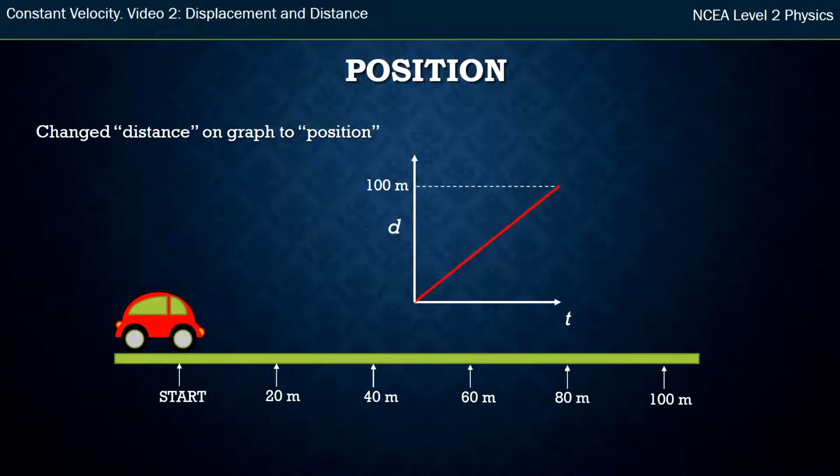One of the last things we did in the last video was we changed the idea of having a distance time graph to a position time graph, and we changed that symbol D to position X. It is more useful to talk about an object's position.